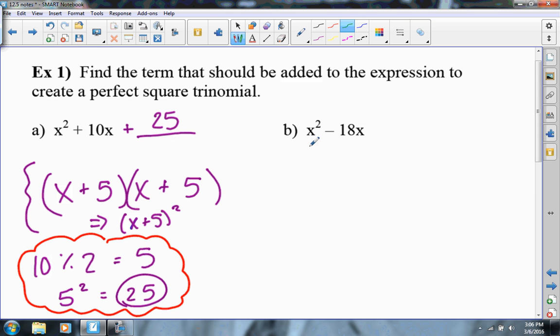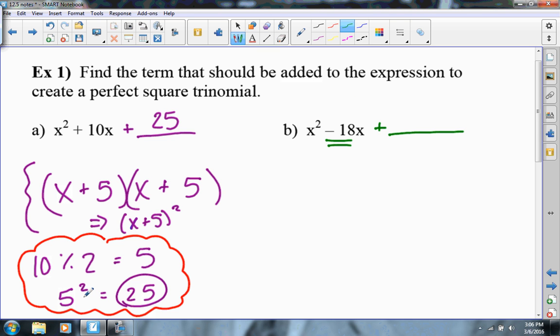Okay, so again for part B, I have x squared minus 18x, and then I want to add something so that way it becomes a perfect square trinomial. So again, I'm going to look at that middle term, the term that's in front of the x. And here it's a negative 18, but it doesn't really matter if we use the positive value or the negative value. So if you're one of those students who always forgets about the signs, it's okay here because we're going to take half of the number and then we're going to square it.